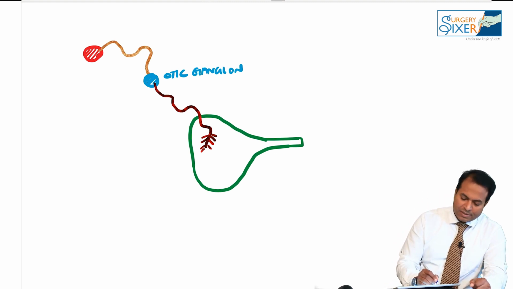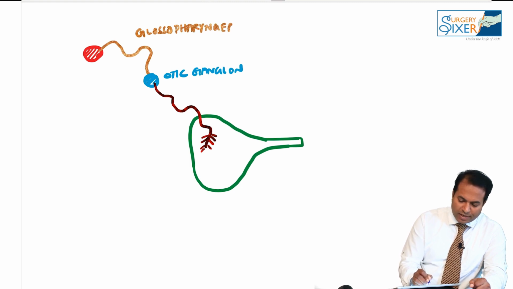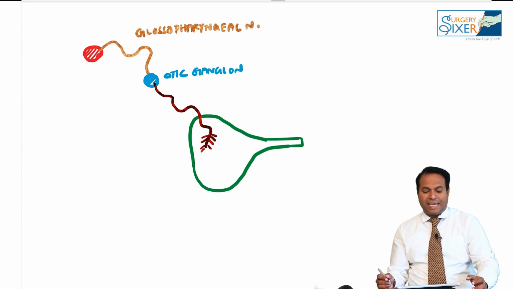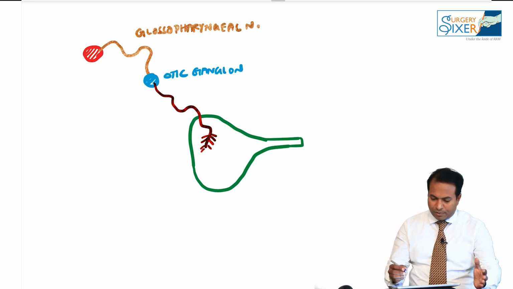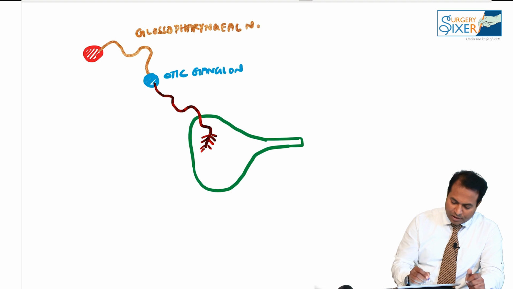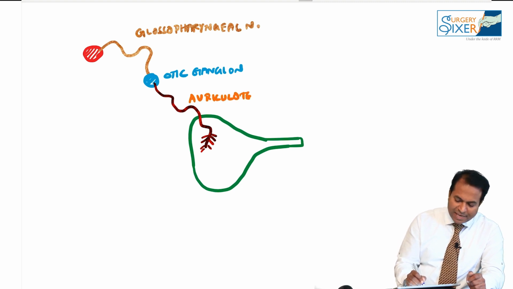Now tell me, what is this nerve? Preganglionic nerve. It is glossopharyngeal nerve. Please don't forget, preganglionic nerve is glossopharyngeal nerve. Postganglionic nerve is auriculotemporal nerve, which is a branch of what nerve? Which is a branch from trigeminal nerve.